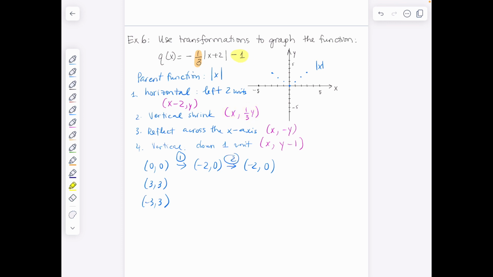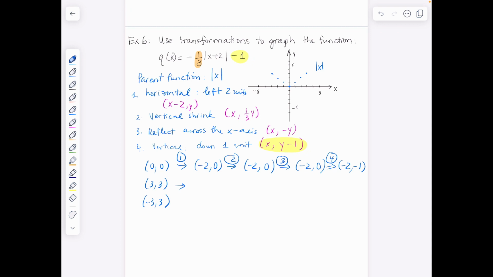And the third transformation, we are supposed to keep x the same, so x stays negative 2, and then for y, apply the negative to it. Negative 0 is still going to be 0. So there's the third transformation. And then the last transformation, that's when we'll keep the variable x the same, and we subtract 1 from the y coordinate. So that's going to be negative 2, keep it the same. 0 minus 1 will give you negative 1. So there we have a new point, (-2, -1). Let's transform the next point.